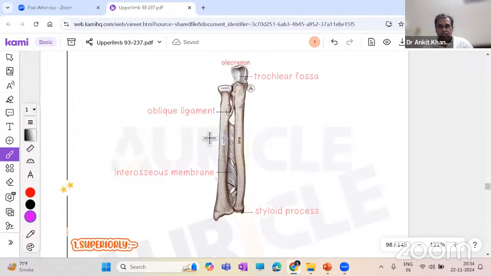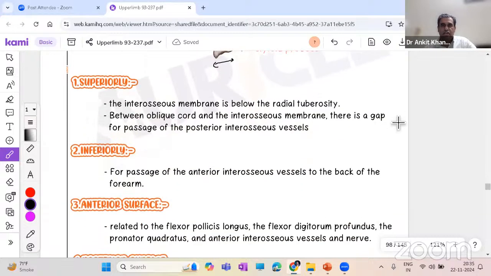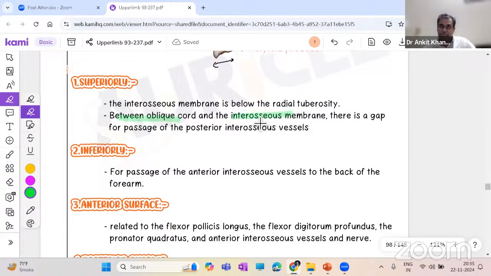So which are which bones? Let us see. This obviously is the radius, this is the ulna. You can see the difference in the size of the upper and lower end of the radius. In the radius, the lower end is huge. In the ulna, the upper end is huge. And here you can see this is the interosseous membrane, IOM. And here you have the oblique cord, the oblique ligament cord. And here are some gaps through which some of the nerves and vessels will pass. That we'll see. That can come as a good viva question or as an MCQ question. Both. Okay, here we go. This is the important point: between the oblique cord and the interosseous membrane, there is a gap.